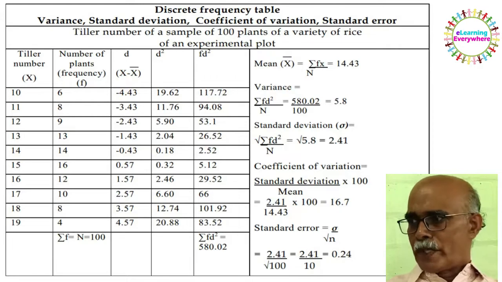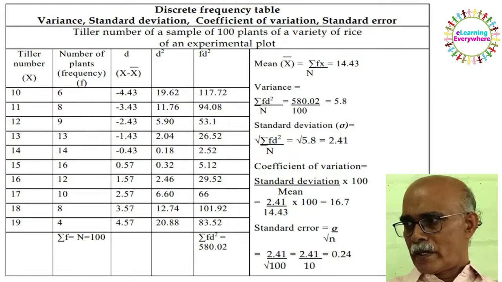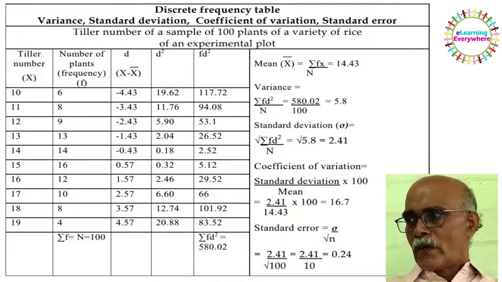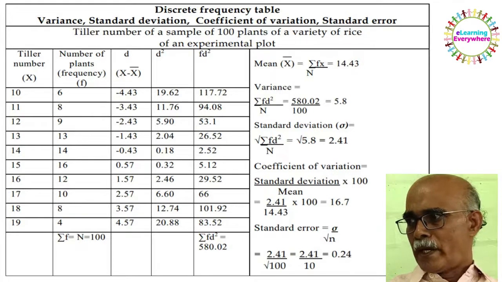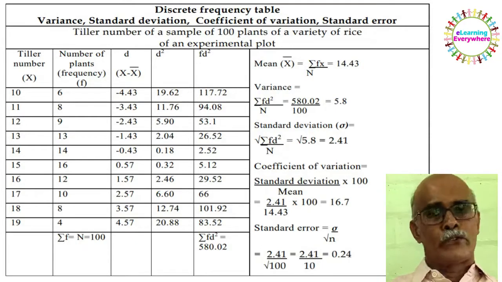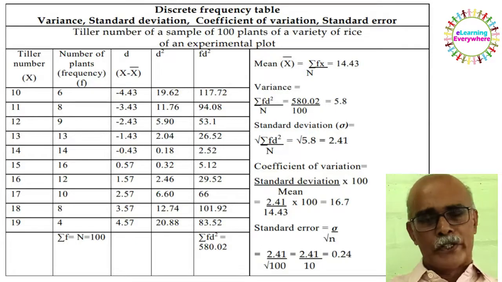So the variance of the variable x in the given distribution is 5.88. The next step is finding sigma, the standard deviation. Standard deviation is the square root of variance, so the formula is the square root of sigma f d squared by n. You find the square root of 5.8, and the value is 2.41. So 2.41 is the standard deviation of the given distribution.